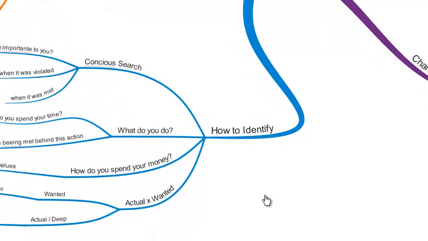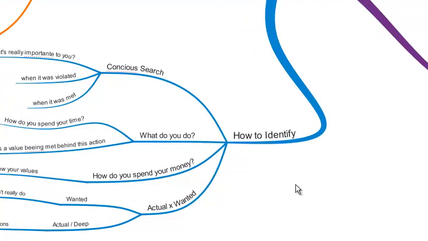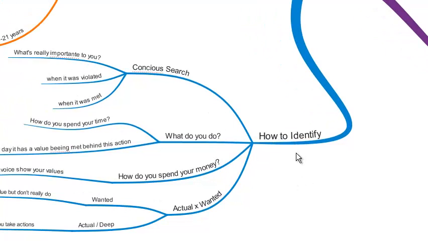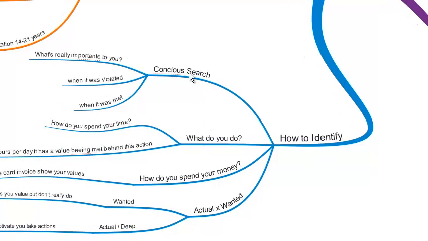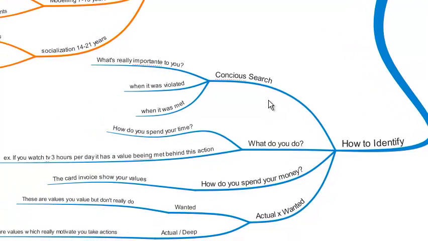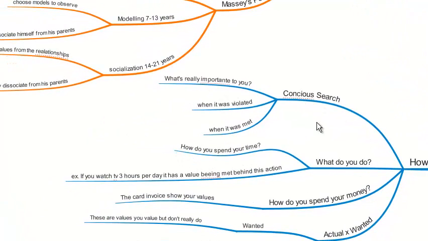So as I said, it's important that you know your values, and I think the first thing you need to do is identify your values. The first method you can use is conscious research. You can ask yourself what kind of thing is really important to you. For example, I can say that learning is very important to me, and I can write it on paper and make a list about that.